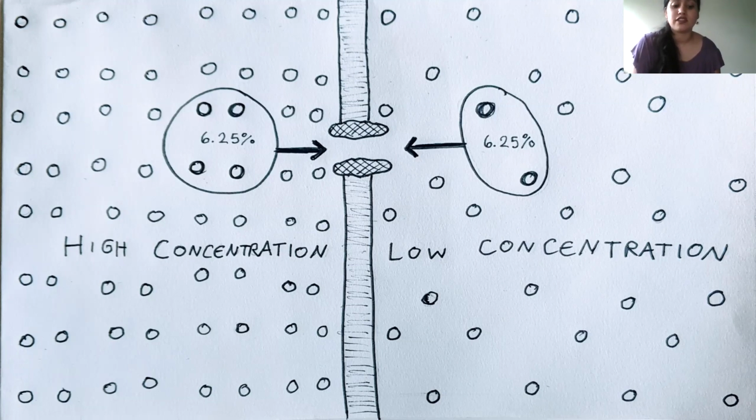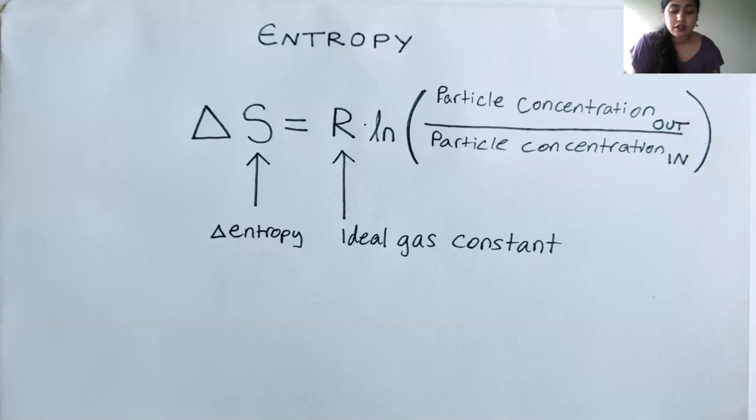This can also be put in terms of the energy associated with arranging things, entropy. When the high concentration moves to the lower concentration, entropy increases, while when the low concentration particles move to the high concentration, entropy decreases. Entropy is maximized when the concentrations are equal on both sides of the membrane. The equation for change in entropy that explains this force of chemical diffusion is here, where delta S, change in entropy, is equal to the ideal gas constant times the natural log of the particle concentration outside over the particle concentration inside.